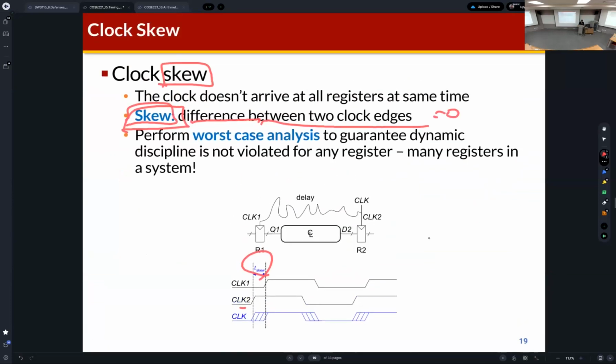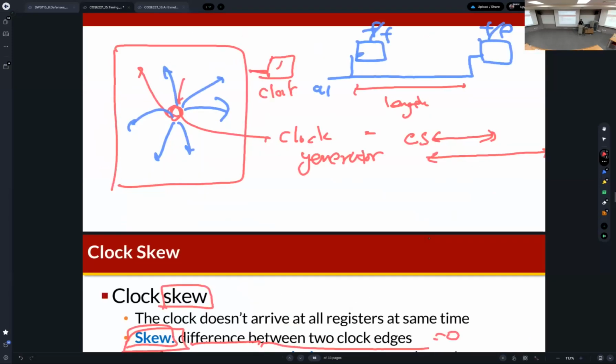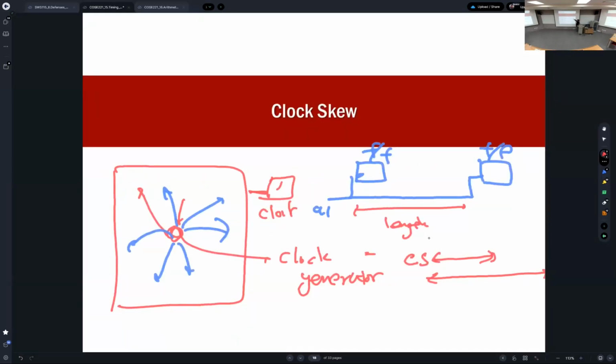I also mentioned that we need to consider the clock skew, because every D flip-flop block in the chip receives the clock signal. The clock is delivered via a metal line, a wire, and because the lengths are different, we observe different delays for this clock signal. These different delays generate the clock skew.